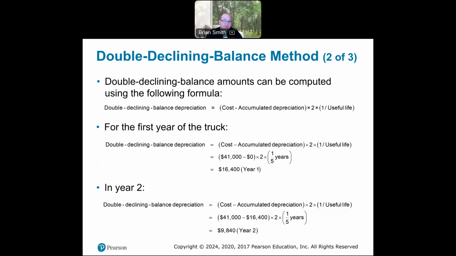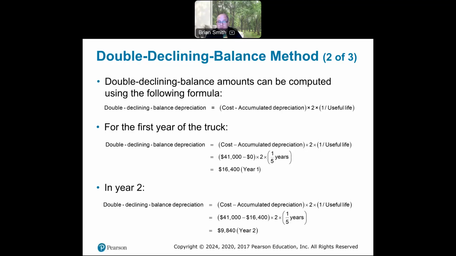All right, so we need to take our cost minus our accumulated depreciation, which is our book value. And in year one, it's going to be 0. We're going to multiply it by 2 and then multiply that by 1 divided by the useful life. In this case, it was 5 years, which is 20%. So we're going to take the 41,000 in year one, multiply that by 40% and then by 2, and we're going to get 16,400. Then in year 2, our book value would be 41,000 minus 16,400, which is 24,600, and then multiply that by 2, and then that by 40% or 20.